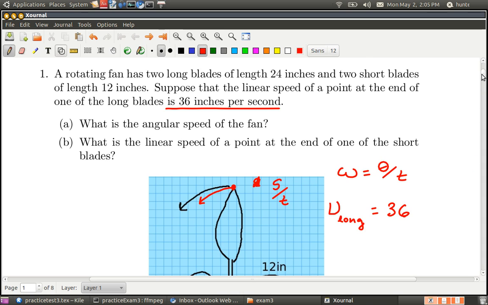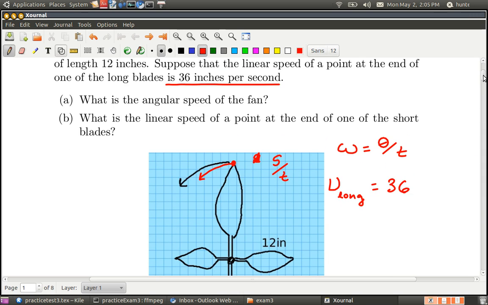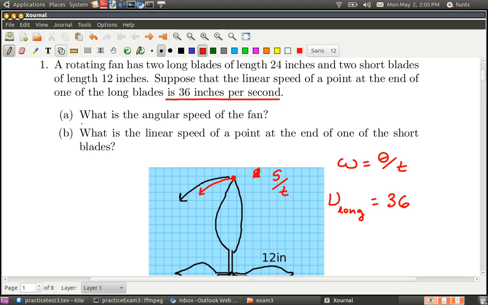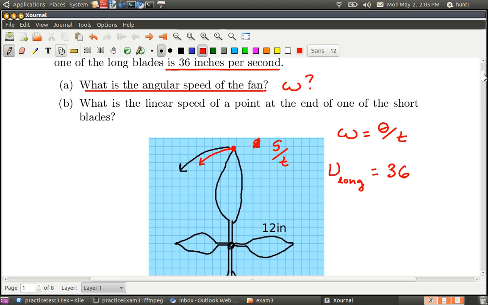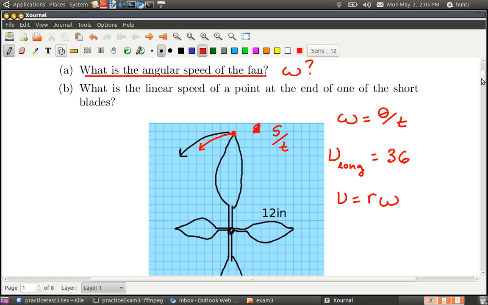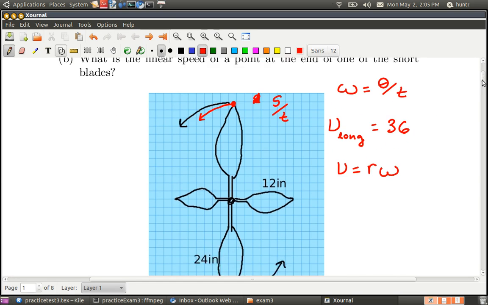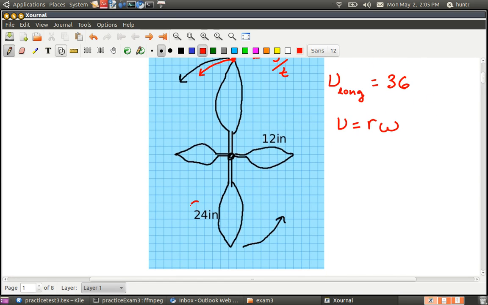36. Okay, so what are we going to do with that? We're going to answer A here. A is, what is the angular speed of the fan? So this is just asking you, what is omega? And there's this very handy way to translate back and forth between omega and v. We know that v is equal to r times omega. So in this situation, what is r? r is the length of the long fan blade, which is 24 inches.